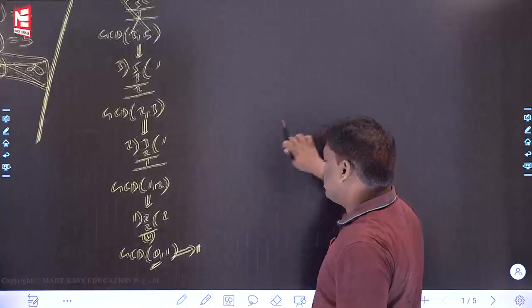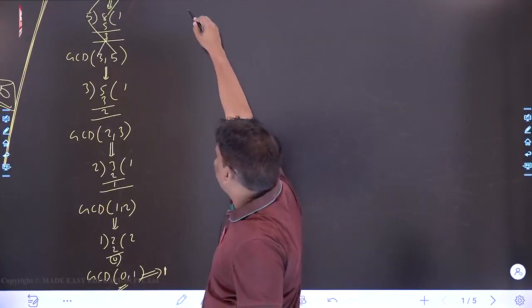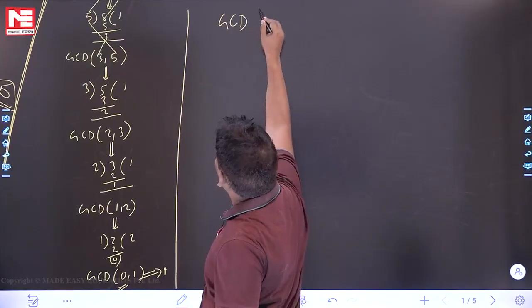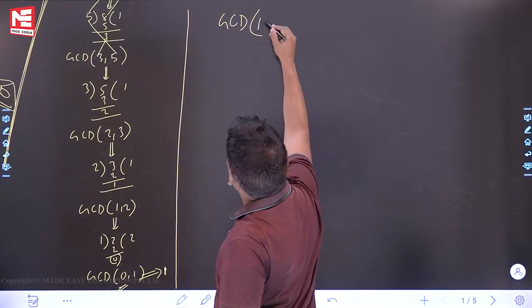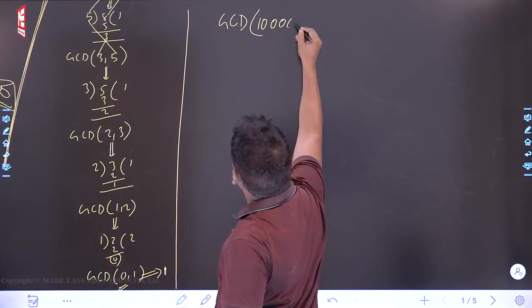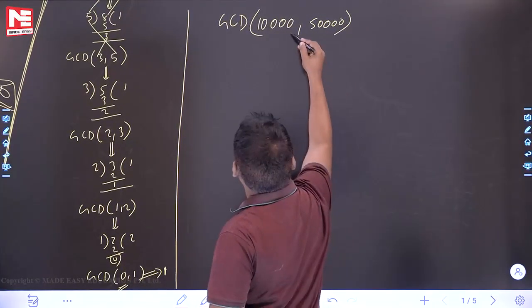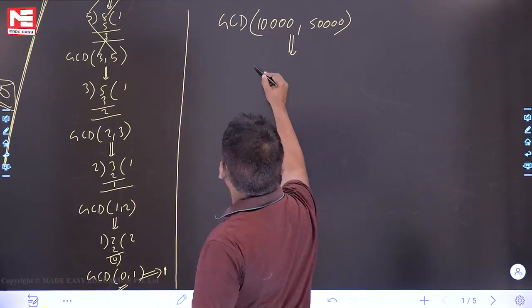Now some people are asking, sir, can you give one more example? I am giving one more example. See everyone now. GCD of 10,000 and 50,000. Right? I am finding. See this one.